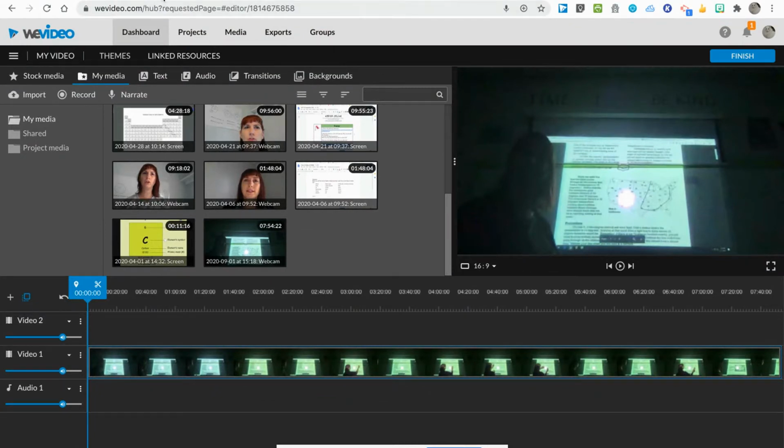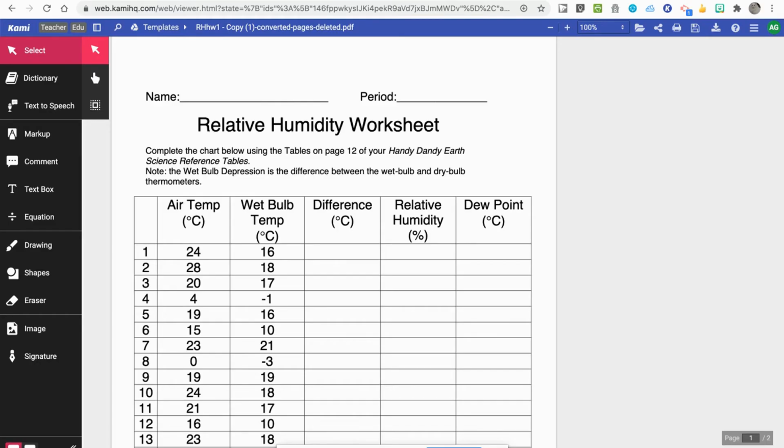Hey guys, this is Miss Goodson. I'm just going to go ahead and explain how you guys are going to be filling in the relative humidity. So when you're going to be opening this up in Cami, I do want to explain how you're going to do this.